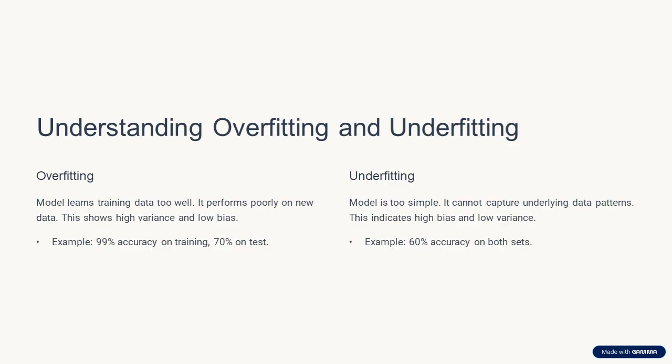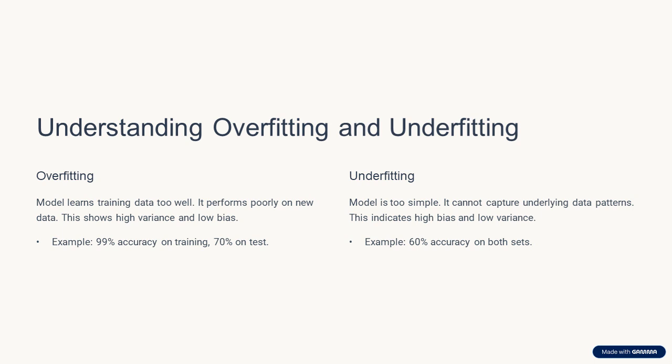Overfitting occurs when a model learns the training data too well, including its noise and outliers. This results in excellent performance on training data but poor generalization to new data. Imagine a student who memorizes practice questions without understanding the underlying concepts. They might excel in practice tests but struggle with new questions.